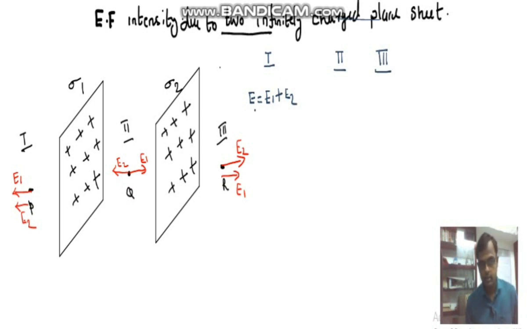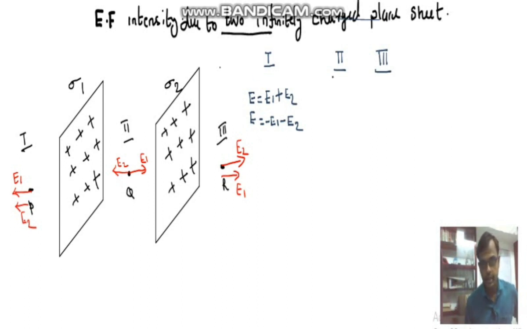But here E1 and E2 are showing left hand side. So by using sign convention, I can take towards the left side as minus, towards the right side as plus. So minus E1 minus E2. So we got now the first side equation.